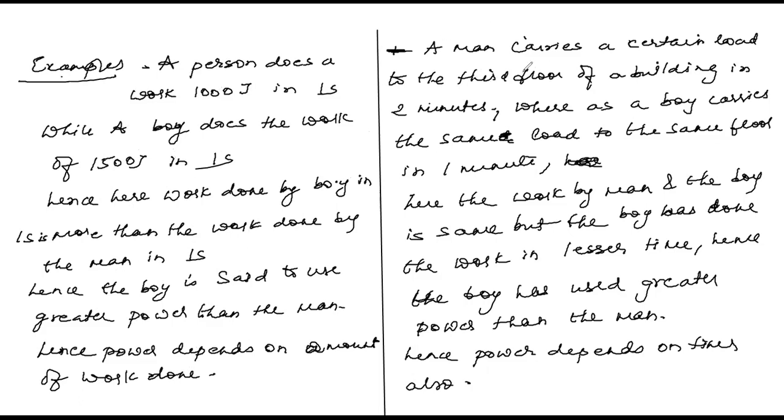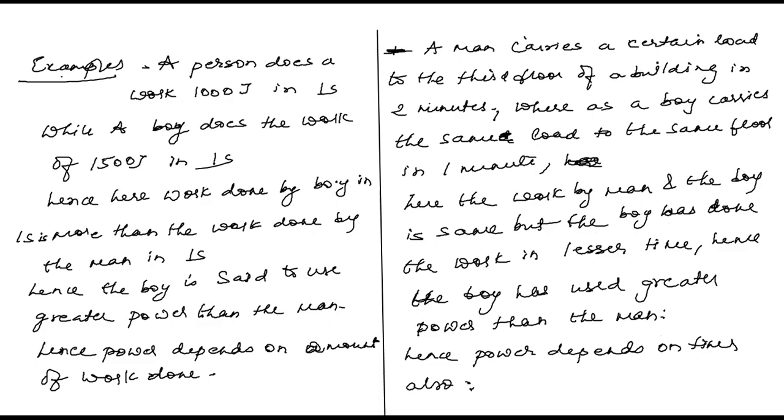Whereas here, the second one, just have a look at it. A man carries a certain load to the third floor of a building in 2 minutes, whereas a boy carries the same load to the same floor in 1 minute. So here the work done by the man and the boy is the same, but the boy has done the work in lesser time. Hence, the boy has used greater power than the man. So power depends on time also. I hope everybody's understood it. Okay.